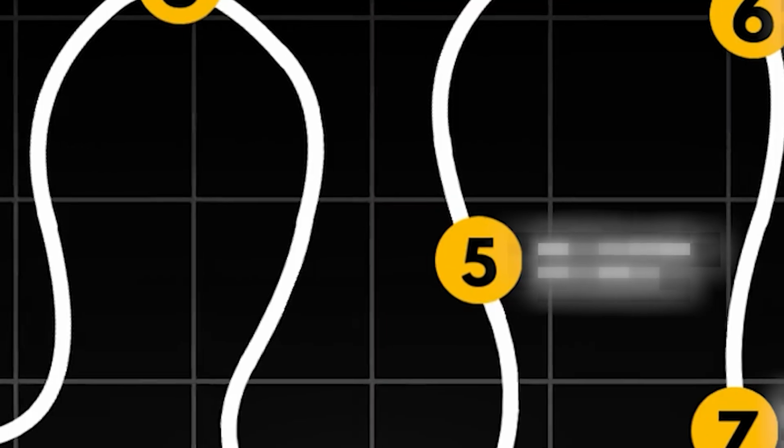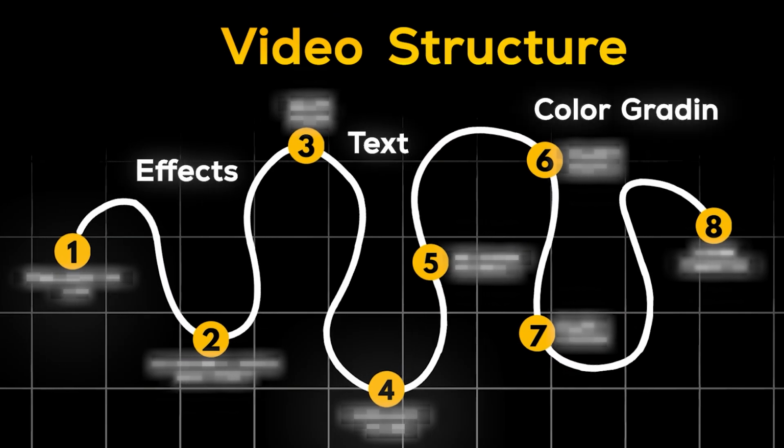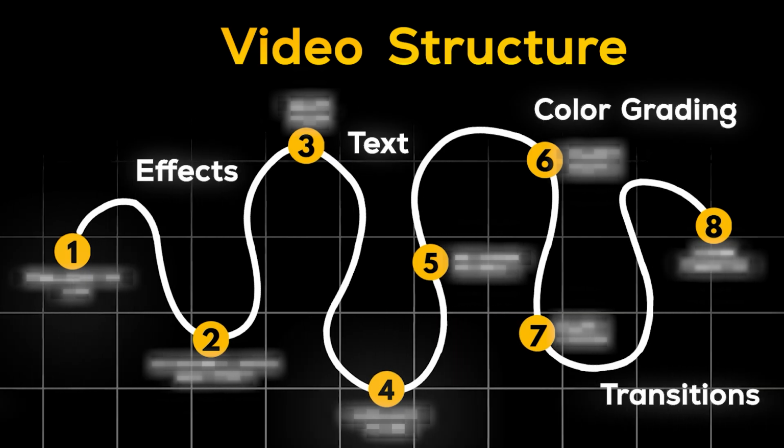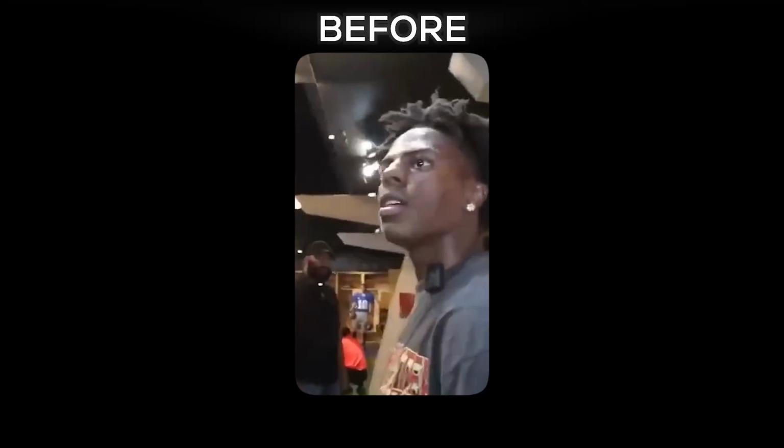Before we start, I'll divide the work into multiple steps: effects, text, color grading, and transitions. That way we can work more efficiently and keep everything clean. Step 1, stabilizing the clip. First thing we want to do is stabilize our clip.